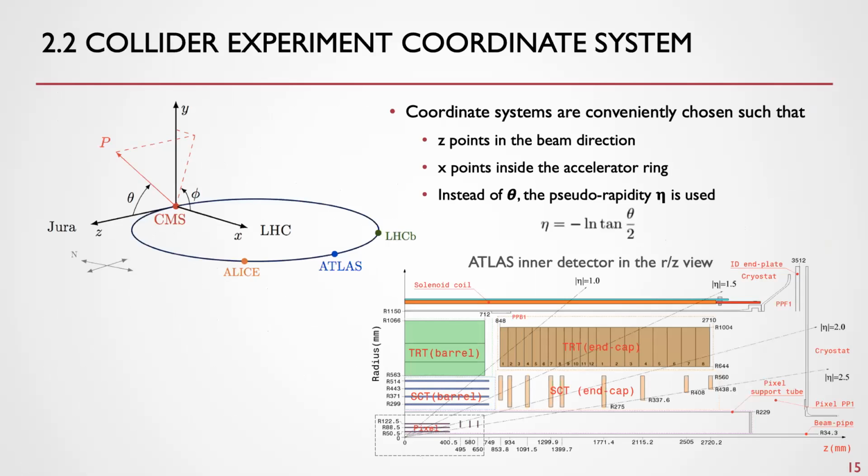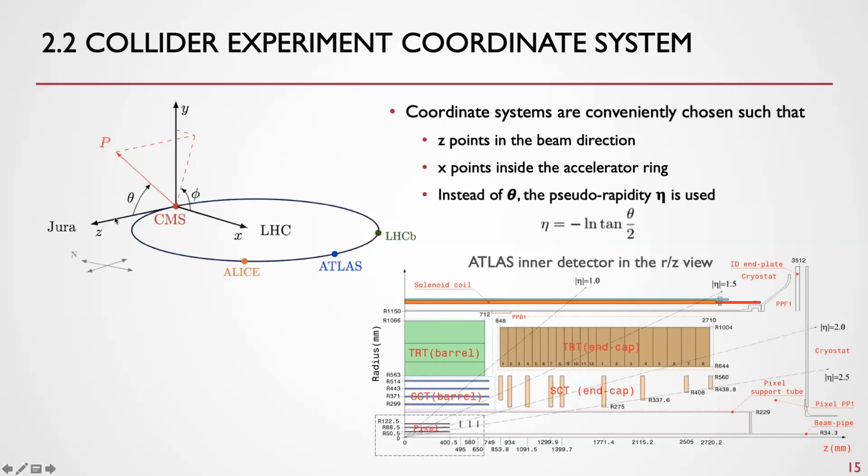Okay, now we talk about experiments. First thing a student should be acquainted with in the experiment is the coordinate system. An example that I know best, here's the LHC tunnel. Here's the CMS experiment, here's the ATLAS experiment, Alice and LHCb.